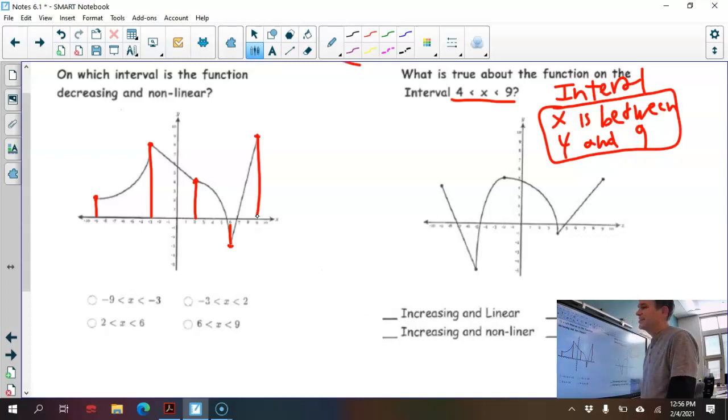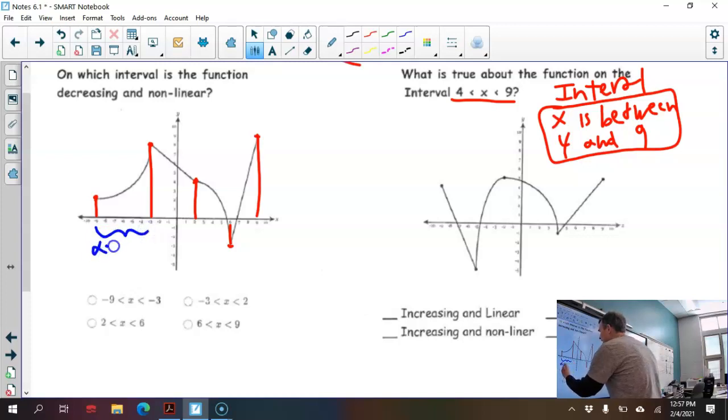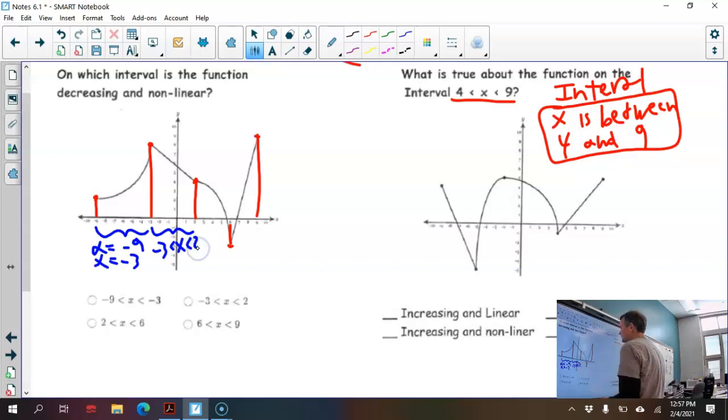What this does is it sections off parts of the graph. So like between these two, this is x equals -9 to x equals -3. And then this part, now if I wanted to write this as an interval, it would be -3 is less than x is less than 2. It's going from -3 to 2, right? And then I have from 2 up to 6. That's my next interval, and from 6 up to 9. So we want to be able to name the parts of the graph based on the x values.